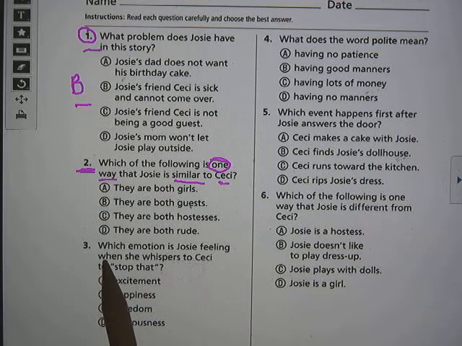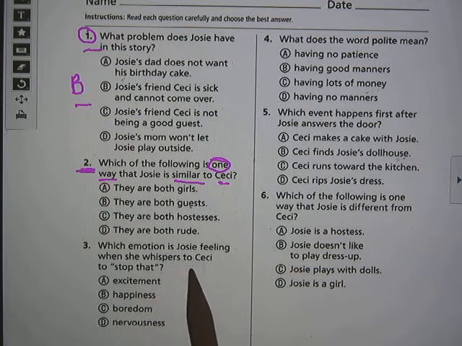Number 3, which emotion is Josie feeling when she whispers to Cece to stop that? A, excitement. B, happiness. C, boredom. D, nervousness. So do you think she was excited to tell her to stop, happy, bored, or nervous? Again, you're writing the number 3 along with that letter. Please do not write all the words out. That would take too long.